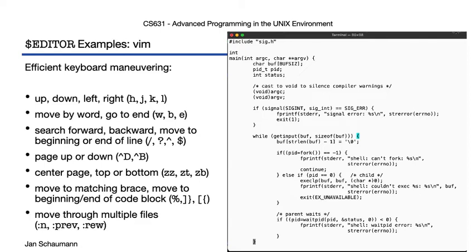Okay, so these were some examples of some of the most basic motion commands. Don't worry if you didn't keep track of all of these. Vim has a detailed built-in manual. Here, let's take a look at help motion.txt.